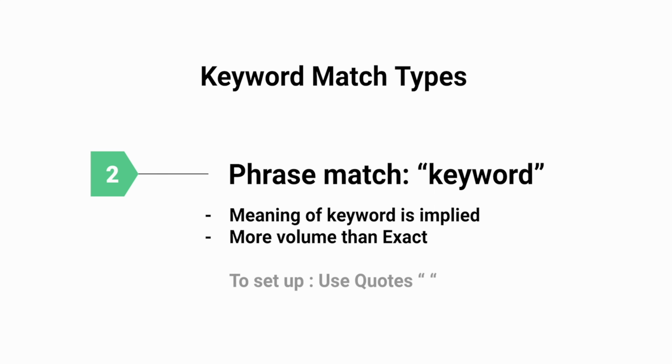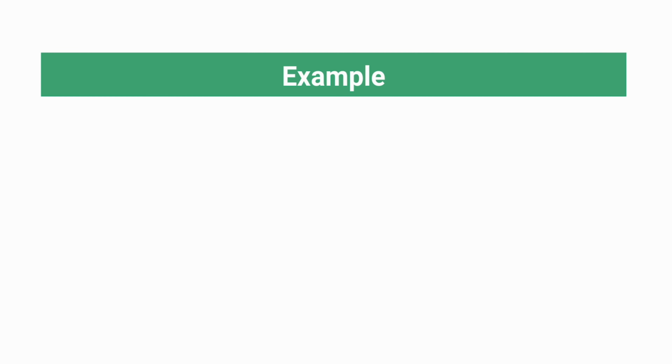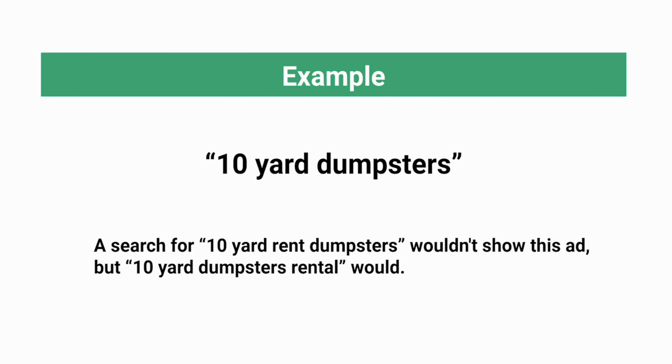To set up phrase match, you can use quotes before and after the keyword. For example, using quotes in 10-yard dumpsters will trigger Google Ads to show this as a phrase match type, and adding a word in between the keyword like 10-yard rent dumpsters won't trigger the Google ad. But using 10-yard dumpsters rental or any word after the keyword that is similar or means the same would trigger the ad. So that's why it will bring more searches than exact match types.